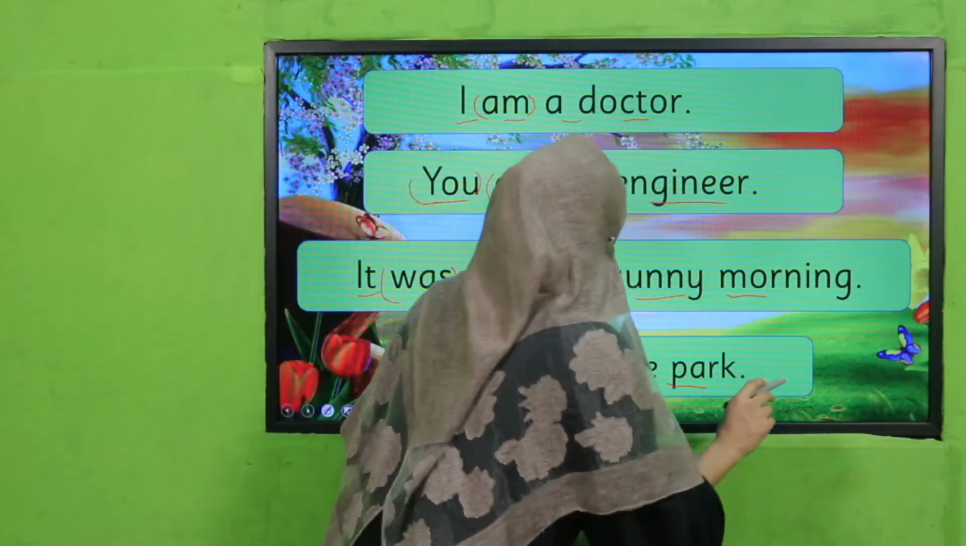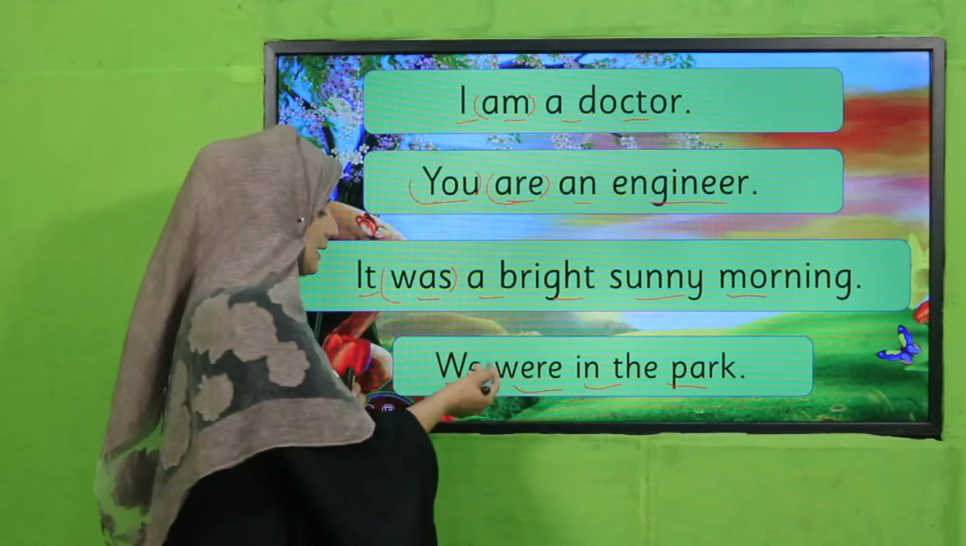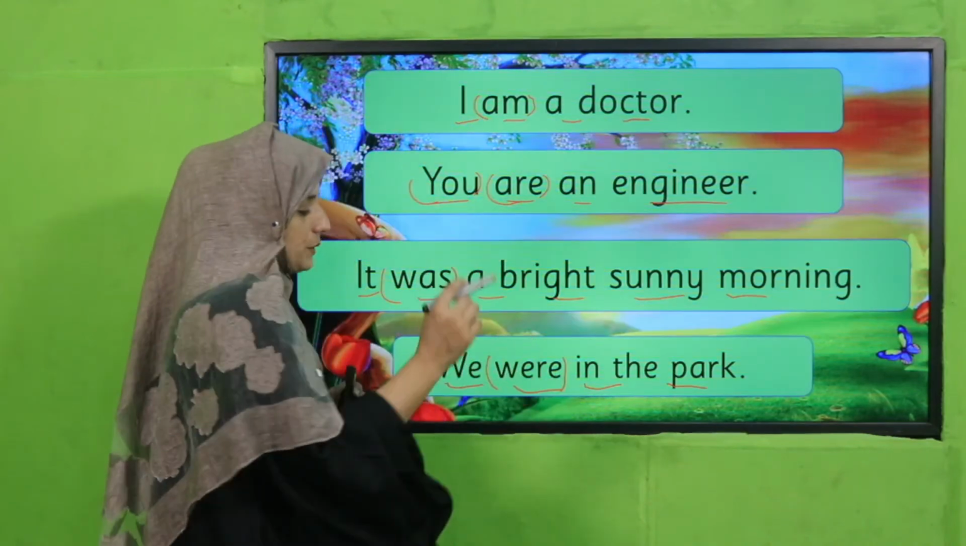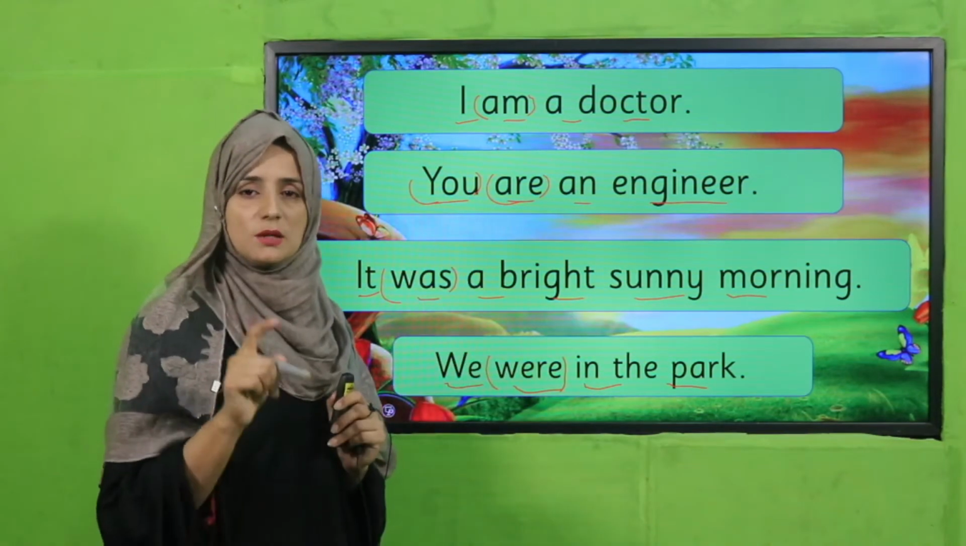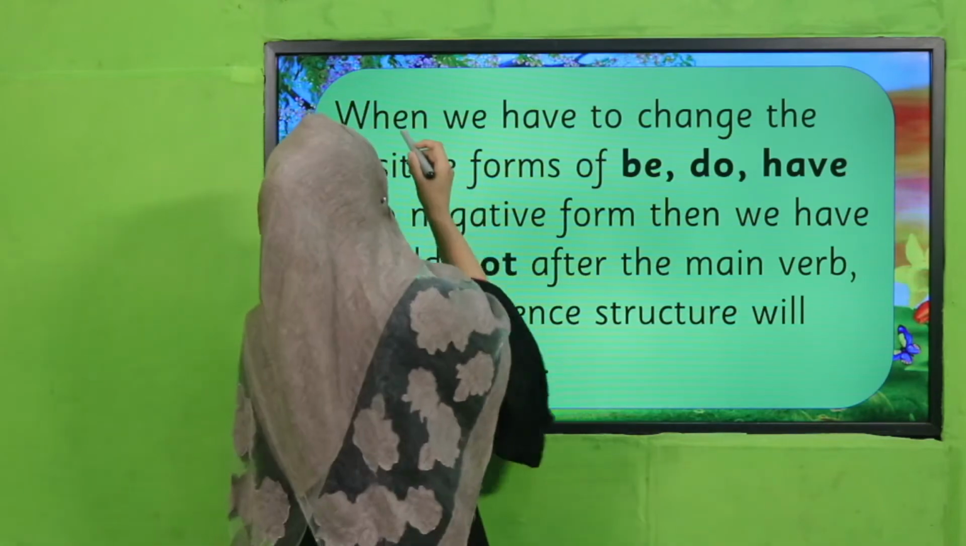We were in the park. This time has also gone, and this is the form of be, but it is representing past time. Okay, have you got it? So let's see how we can change them into negative form.